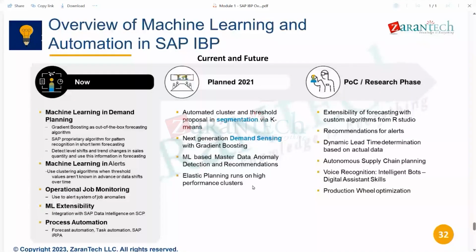The next slide is on machine learning and automation. There is an AI process in SAP. Machine learning in demand planning basically identifies the forecasting algorithm. These are nothing but part of the machine learning process. Then machine learning in alerts. There are a lot of alerts which can be designed, and you can have your customized alerts if you understand how to set the alerts.